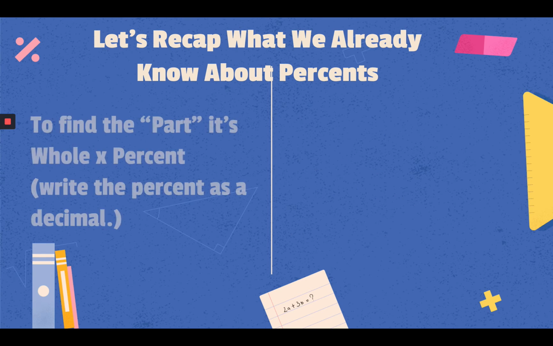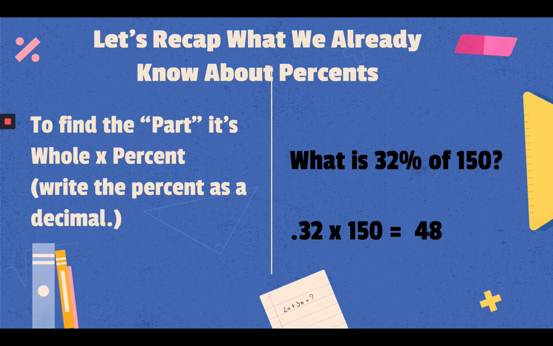And the last thing we know that we just did is that to find the part of a percent problem, it's whole times percent. So we just did this type of problem. What is 32% of 150? And we wrote 0.32 times 150 equals 48. That's what we worked on last time.